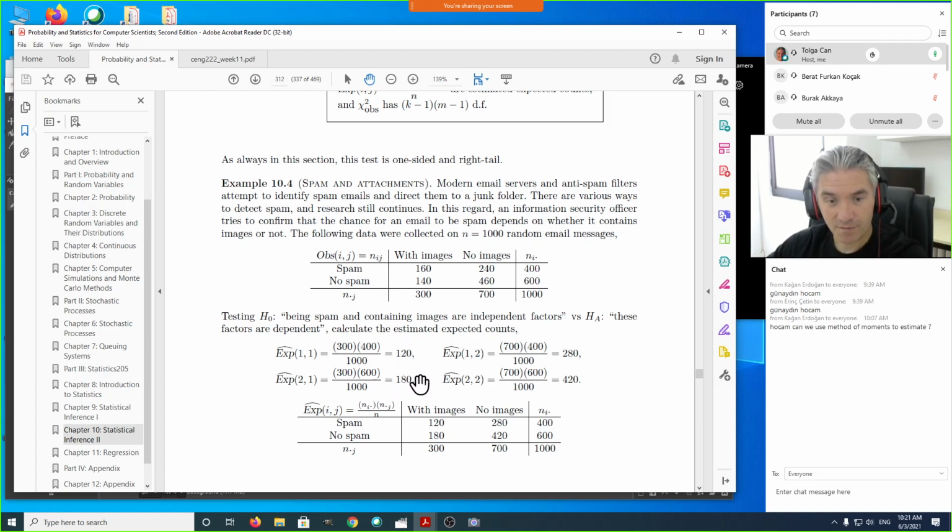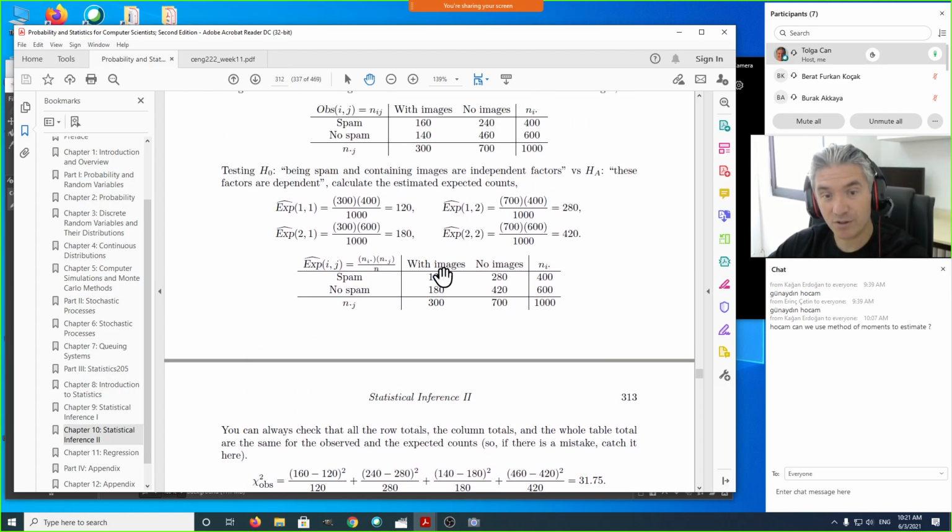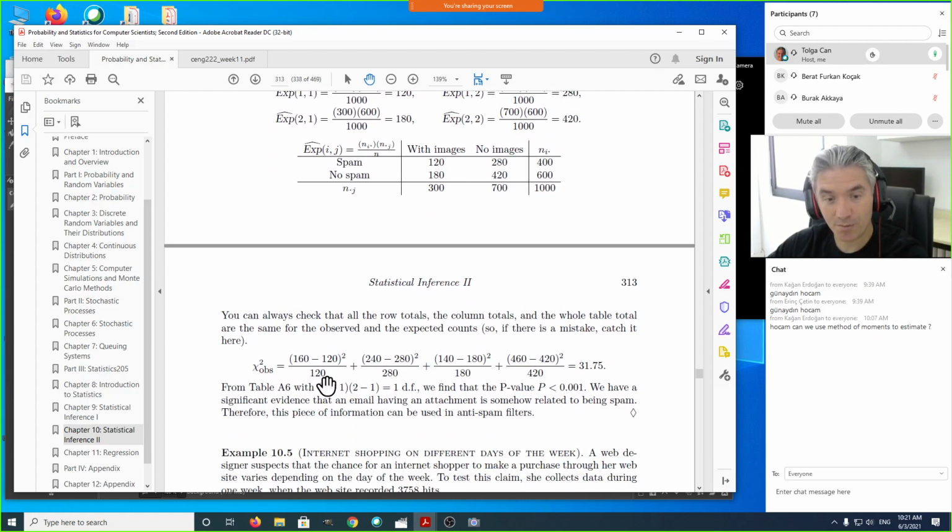So these are our four values, and these are the expected counts under the assumption that the null hypothesis is true, when they are independent. If they were independent, these would be their real counts. So let's compute the chi-square statistic by looking at the differences between observed counts and the expected counts and normalizing everything with the expected counts, as you can see. The chi-square statistic turns out to be 31.75, even in this normalized version. This normalization is really good, as you can see.